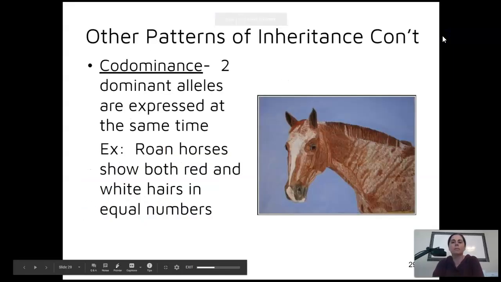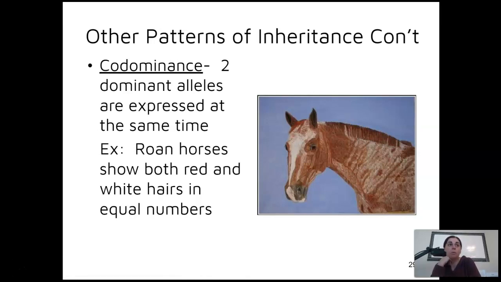Other patterns of inheritance, besides incomplete dominance, we have codominance. And this is when you have two dominant alleles that are being expressed at the same time. So, for example, roan horses can have both red and white hairs in 50-50 equal amounts. That's because both red and white are dominant, and it shares it. And they're both expressed.